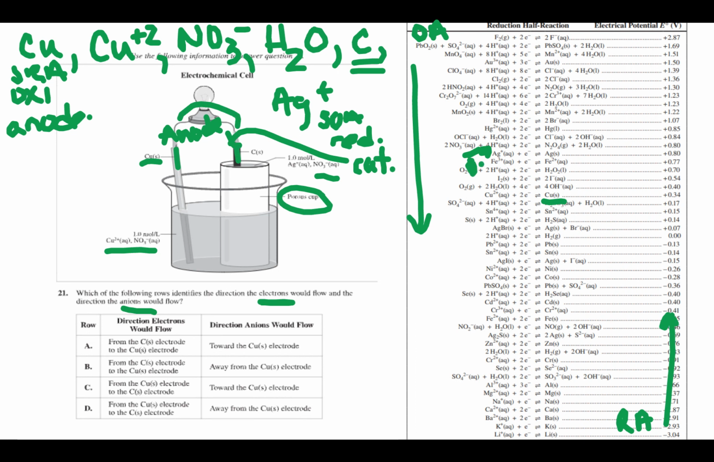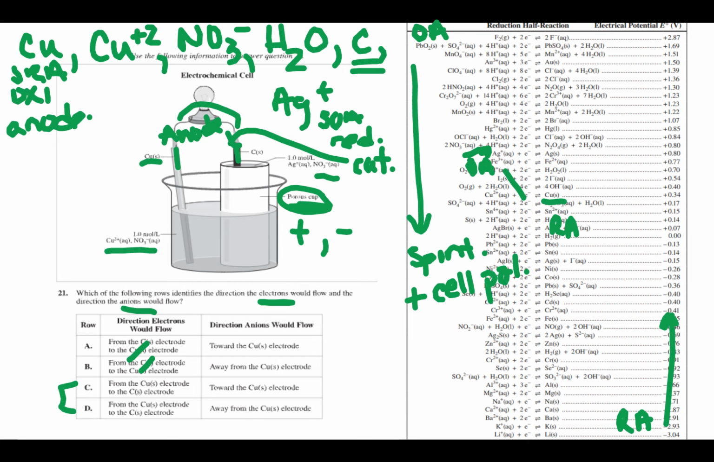Because our OA is higher on the table than our RA, this would be a spontaneous reaction, and that would also mean you have positive cell potential because it would generate electricity. And then in terms of your salt bridge, actually let's go through the options already. The direction of electron flow, this first one from the carbon electrode to the copper, that's not true. The next one, same thing, not true. So we've narrowed it between C and D. And then when we want to talk about anions, the anions would be from the porous cup, our salt bridge. We'd have positive cations and then those negative anions.